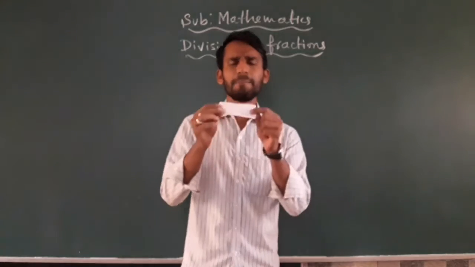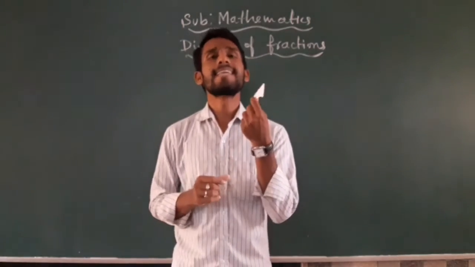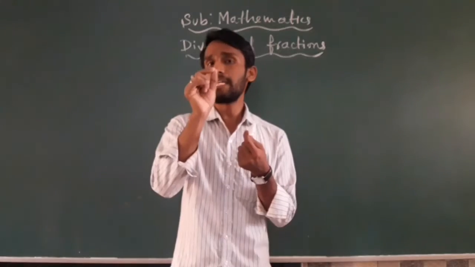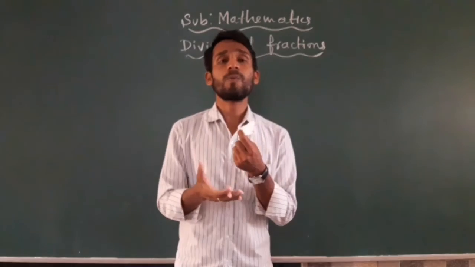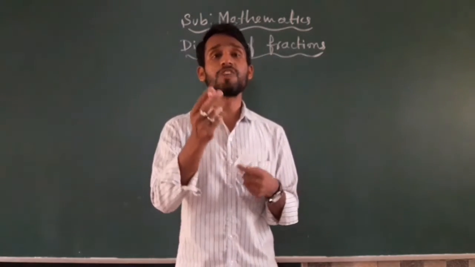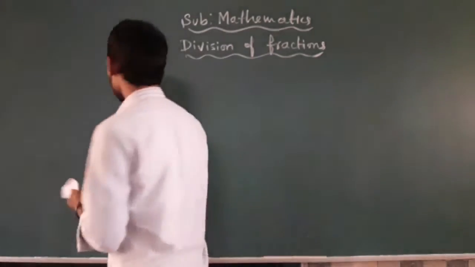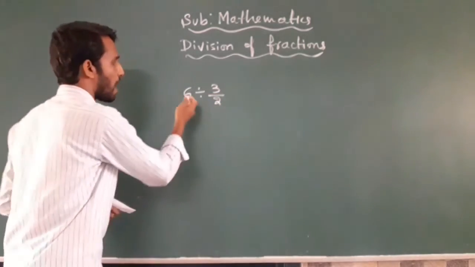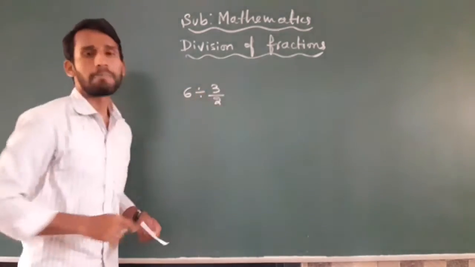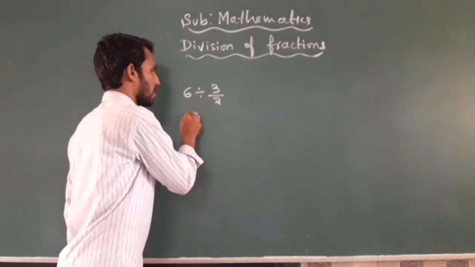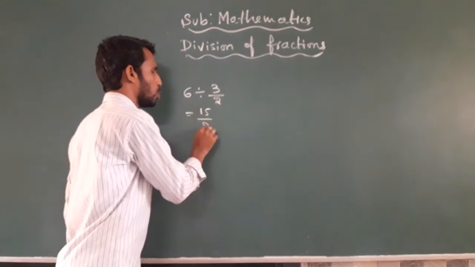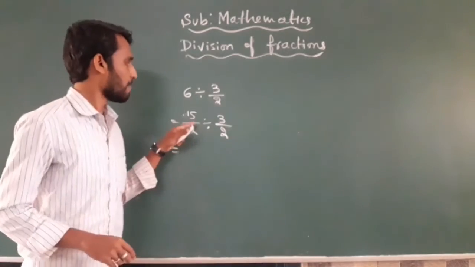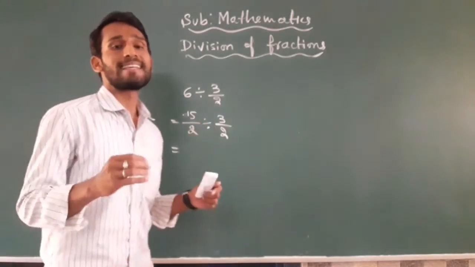Next, she takes the same length of paper, 6 centimeters. She cuts this paper into pieces of length 3 by 2 centimeters. How can we find out how many pieces she will get? She will get 6 divided by 3 by 2. We have to divide the whole number by 3 by 2. 12 plus 3, 15 by 2. So 15 by 2 divided by 3 by 2 pieces she will get.